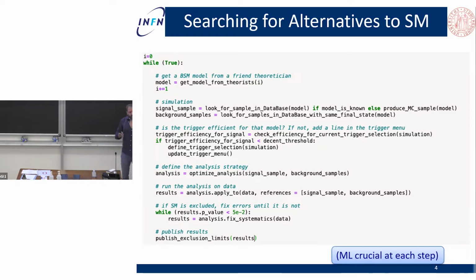Then we optimize the analysis in order to maximize our sensitivity to that given signal. Once the strategy is defined, we apply it to the data and we get the result. If something is not compatible with the standard model, typically we go back until everything is fixed, and then we publish the result. So we are somewhat stuck in that loop, okay?